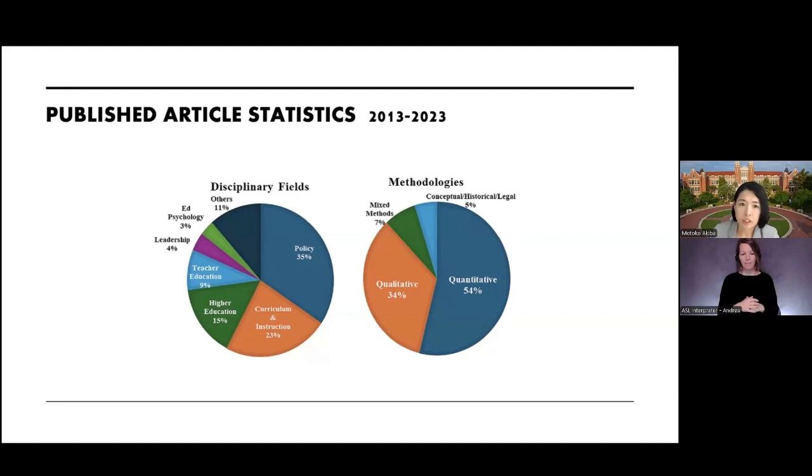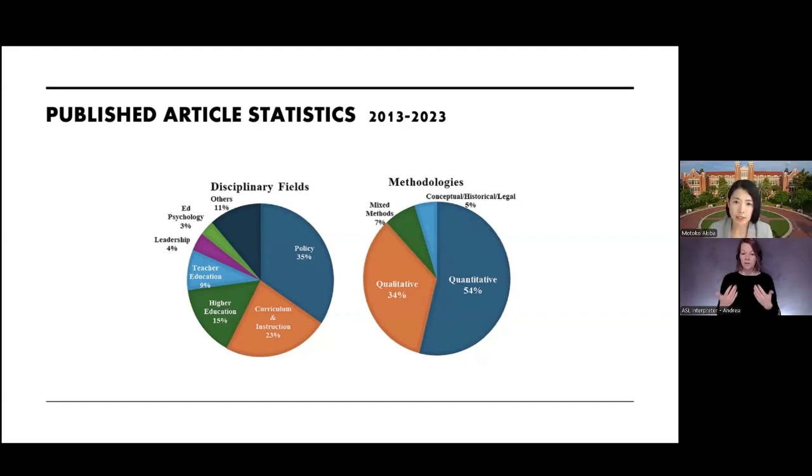The other categories may include social context, informal education, philosophy of education, history of education, and so on. In terms of methodology, 54% are quantitative articles, 34% are qualitative, and 7% use mixed methods. The other remaining 5% were either conceptual studies or historical or legal methods that were applied to their articles.